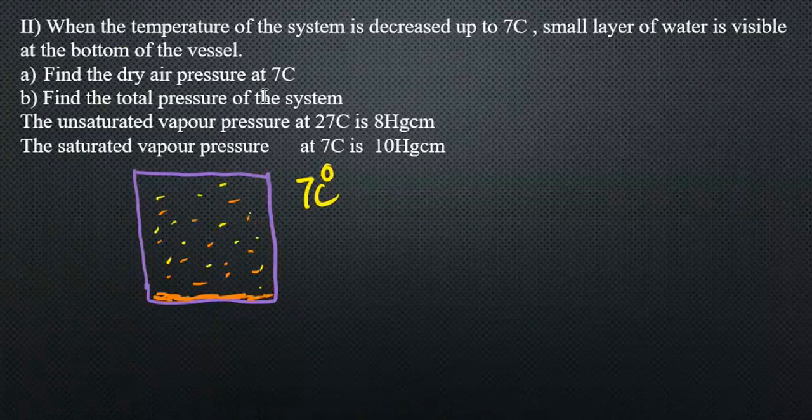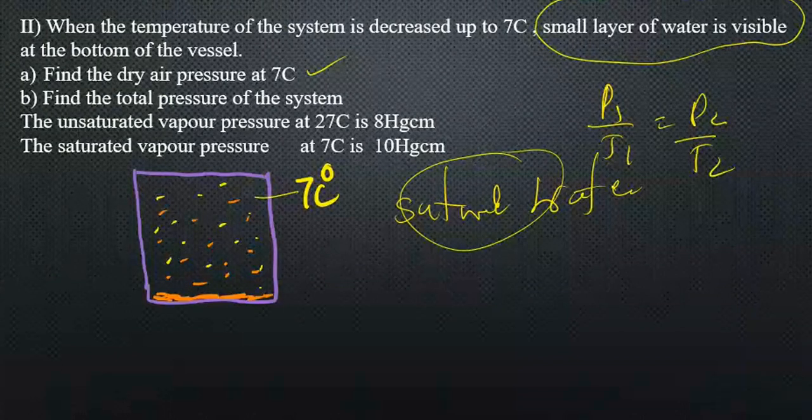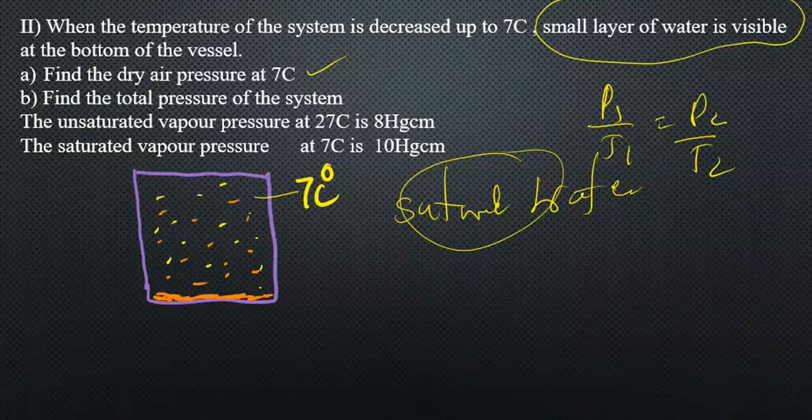In the second part, they are decreasing the temperature of the system, right? Now the temperature is 7 degrees Celsius, and the most important thing is they are telling us a small layer of water is visible. That means the system is saturated with water. So at 7 degrees Celsius we have saturated vapor pressure plus dry air pressure. In the first question we could apply gas laws, P1 over T1 equals P2 over T2, at 27 degrees Celsius. But moving into the second scenario, at 7 degrees Celsius, we know the system is saturated, so we cannot apply gas laws directly. What we have to do is separate the dry air and the vapor.